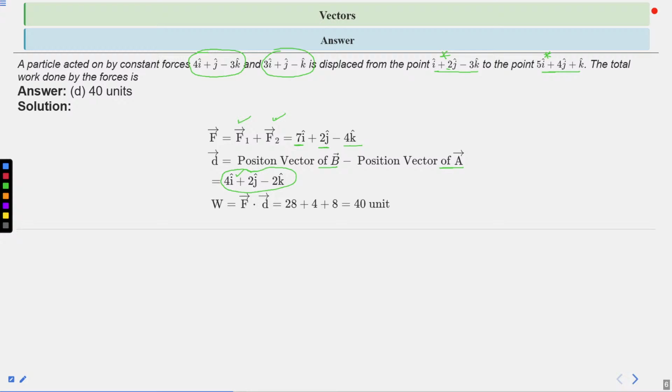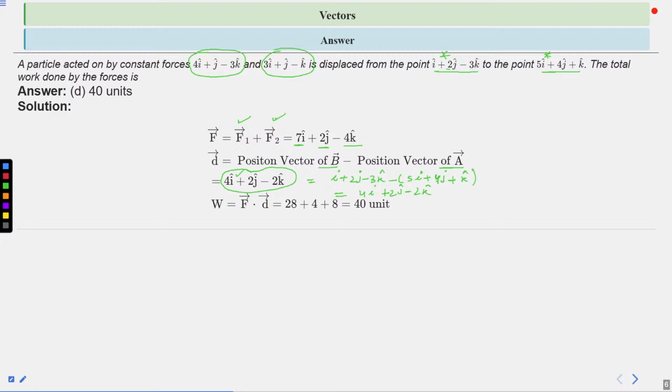This comes from like this. Suppose we have a final position, according to the question, i cap plus 2 j cap minus 3 k cap, minus the bracket start 5 i cap plus 4 j cap plus k cap. So solving this you will get this one, 4 i cap plus 2 j cap minus 2 k cap. So this is just final minus initial.